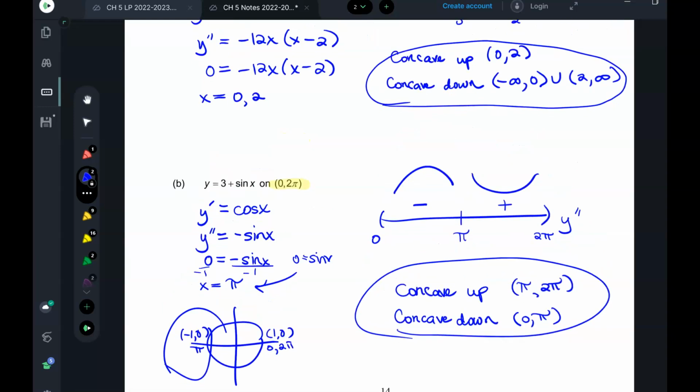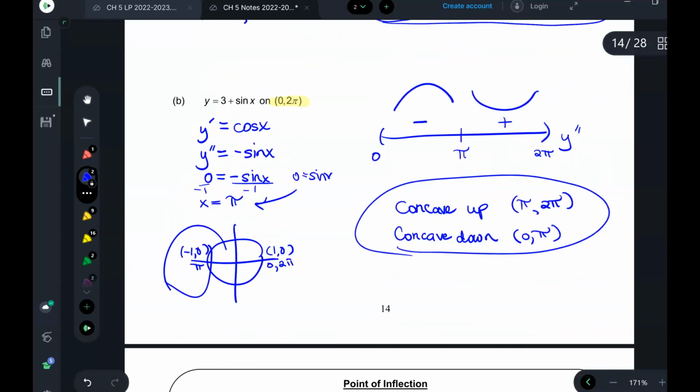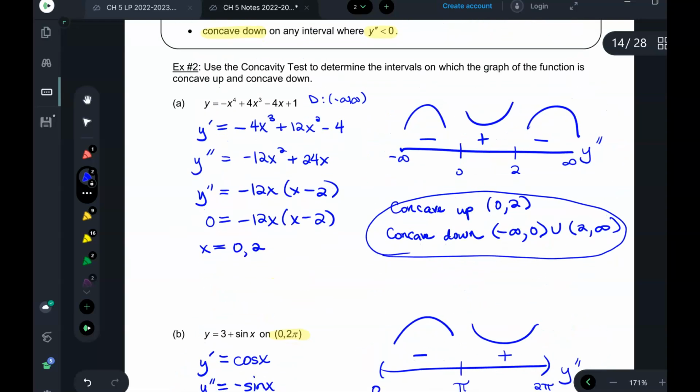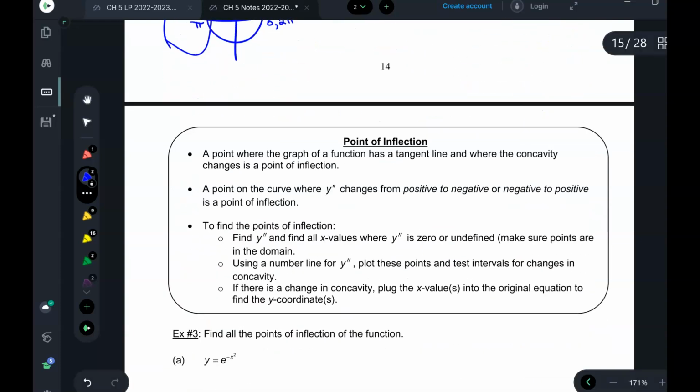Okay, the next part is an extension of what we just did. Do you see all these places where it changed concavity? That has a name, and it's called a point of inflection. Have we heard of inflection points? You've never heard of inflection points? Okay, well, now I'm introducing you to the term inflection.